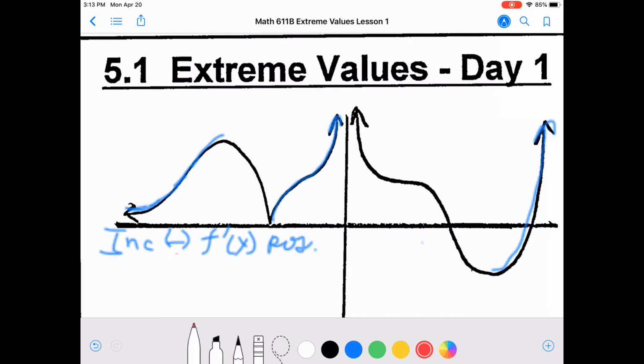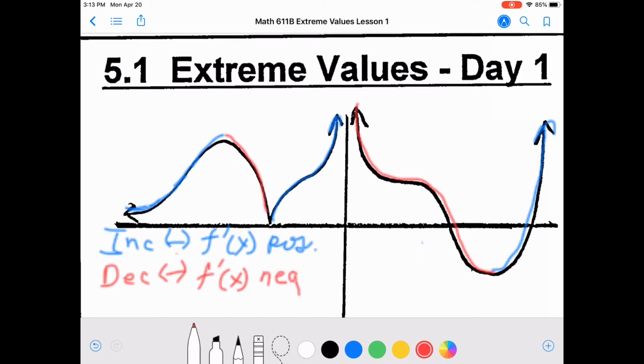Now, let's take a look at what's happening when it's decreasing. Here's a decreasing region. Here's another decreasing region, though it goes to a slope of 0 for just a second. There we've got decreasing. Everywhere that it's decreasing, it would have a slope that is negative.